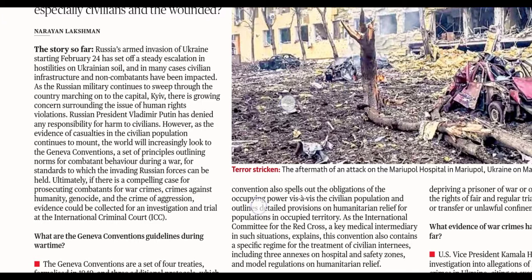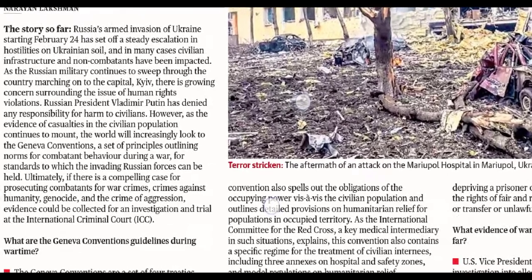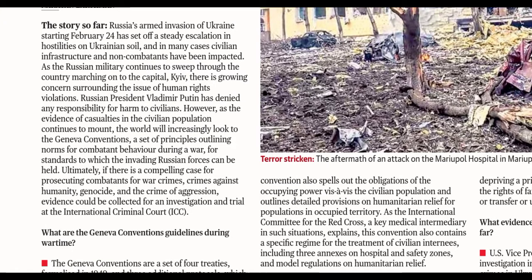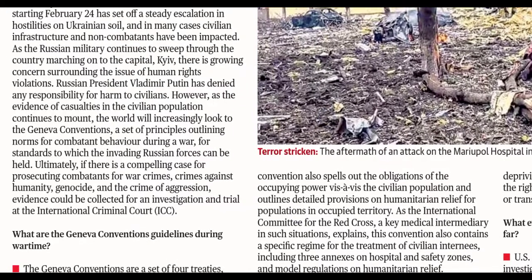Russia's armed invasion of Ukraine, starting February 24, has set off a steady escalation in the hostilities on Ukrainian soil. And in many cases, civilian infrastructure and non-combatants have been impacted. As the Russian military continues to sweep through the country, marching on the capital Kyiv. Kyiv is the capital of Ukraine.